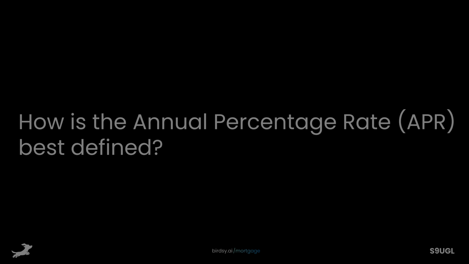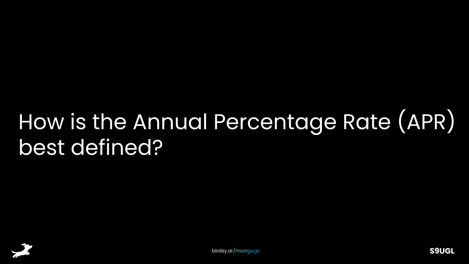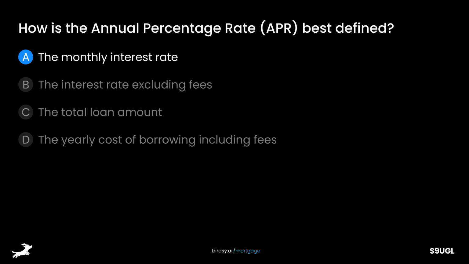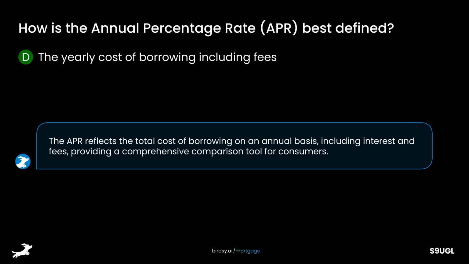How is the annual percentage rate best defined? Is it A, the monthly interest rate, B, the interest rate excluding fees, C, the total loan amount, or D, the yearly cost of borrowing, including fees? The answer is D, the yearly cost of borrowing, including fees. The APR reflects the total cost of borrowing on an annual basis, including interest and fees, providing a comprehensive comparison tool for consumers.